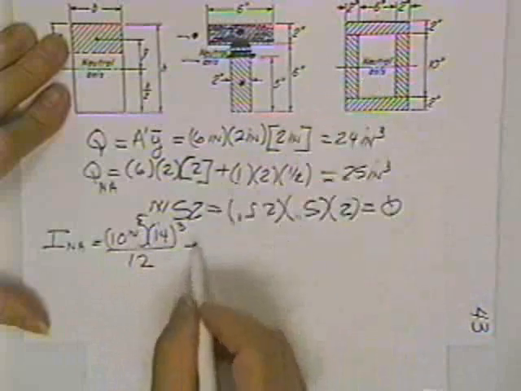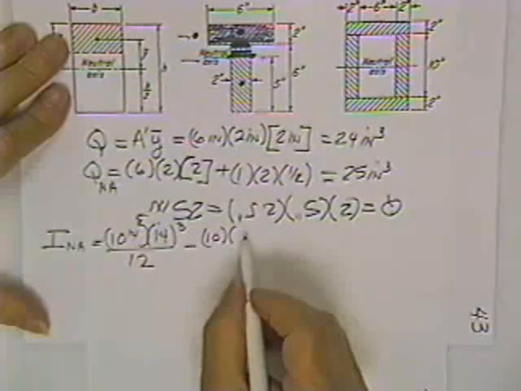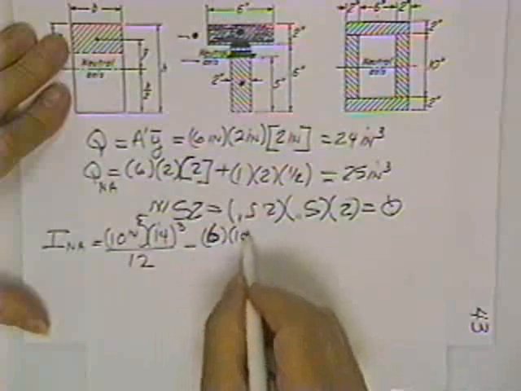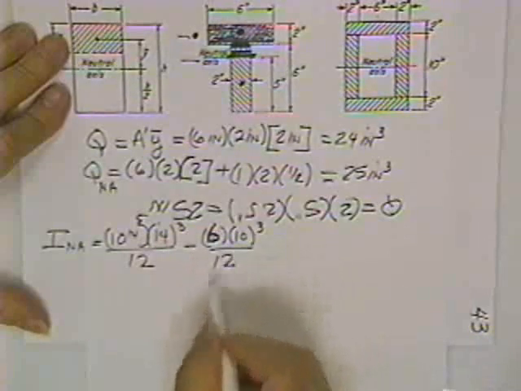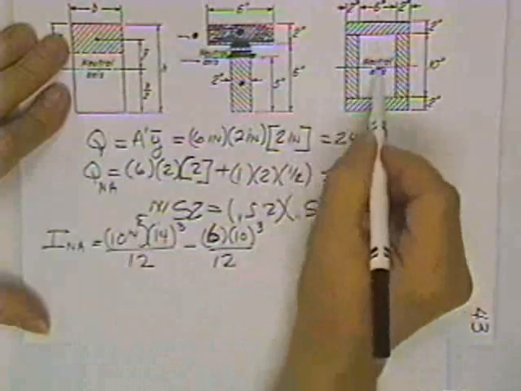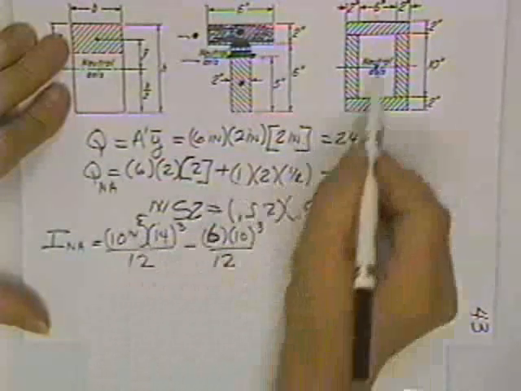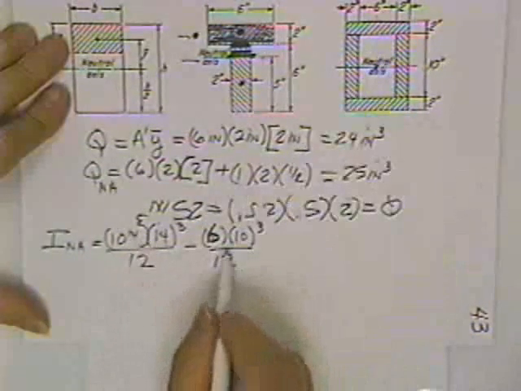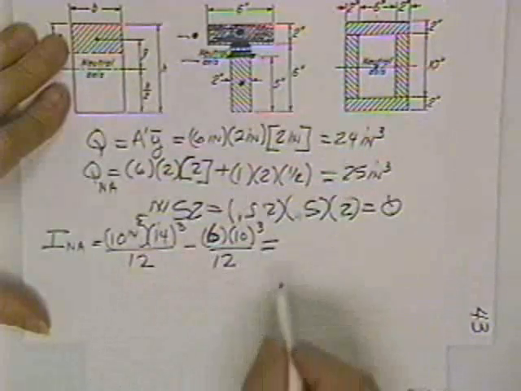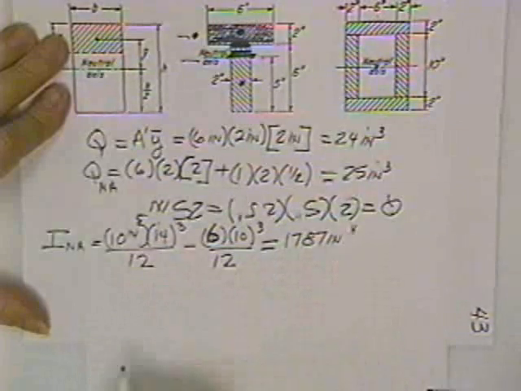But you say you forgot the piece in the middle. Minus 10 times, that's the base, it'd be 6 times the height is 10 cubed over 12. Since the centroid of the missing piece is right in the middle, he gets no transfer, and that's the end of it. That's the moment of inertia: 1,787 inches raised to the fourth power.